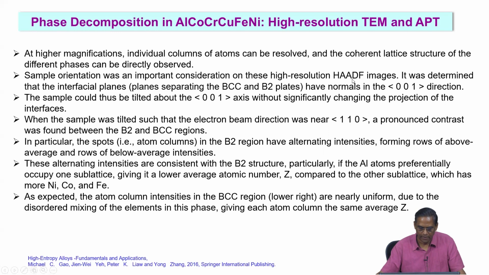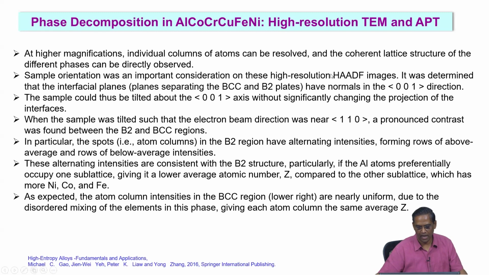So, when you say high angle annular dark field image, it is something similar to what you do in SEM. You are trying to collect the scattered intensity by a detector, right? Like you have a BSE detector, a secondary electron detector. Here also you have a detector. It will collect all the scattered intensities.